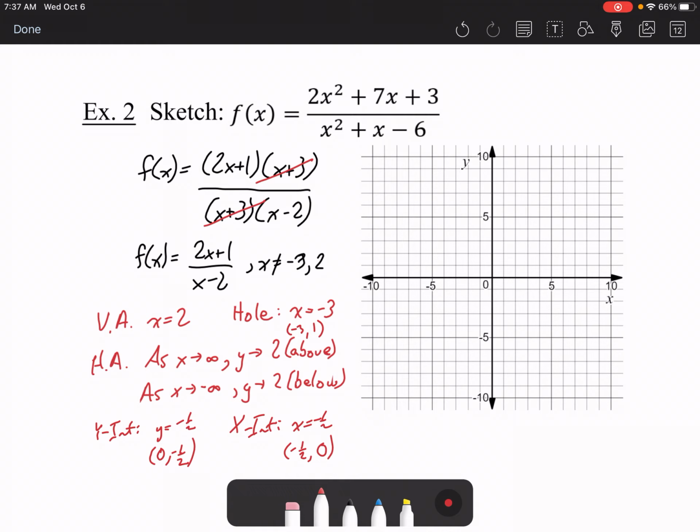Okay, so let's take a look at some of this stuff and draw these pieces. We have a vertical asymptote at x equals 2. We have a horizontal asymptote also at y equals 2. Coincidence that these two things are at the same location? No worries. Also, it is a coincidence that the y-intercept and the x-intercept are both at -1/2.